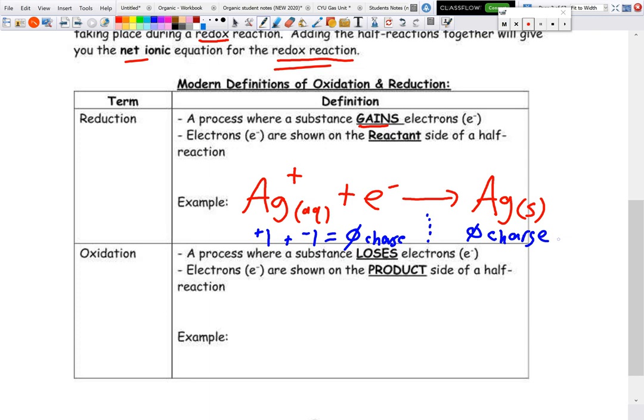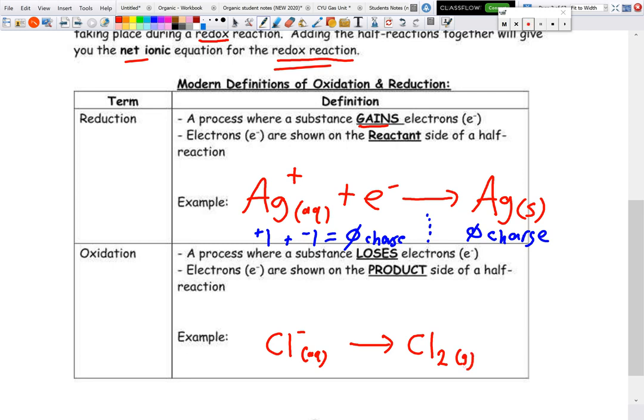Now for oxidation, this is where a substance loses electrons. So the electrons show up on the product side of the equation. One thing we're going to see like this, for example, if we had, let's just say we had the chlorine ion turning into chlorine gas.